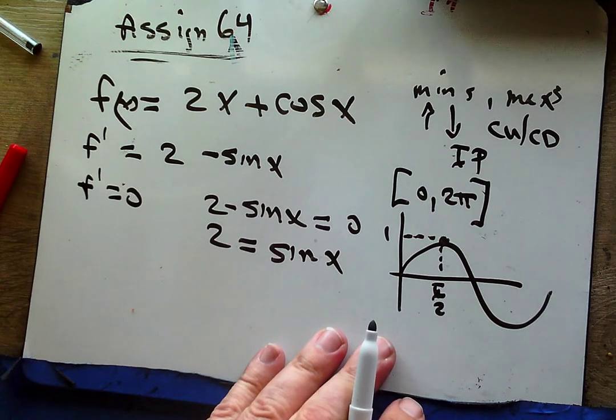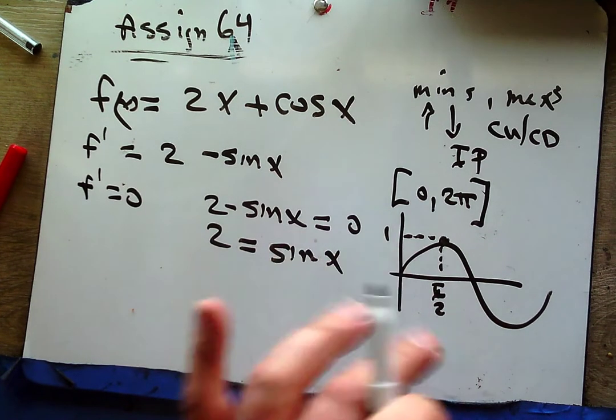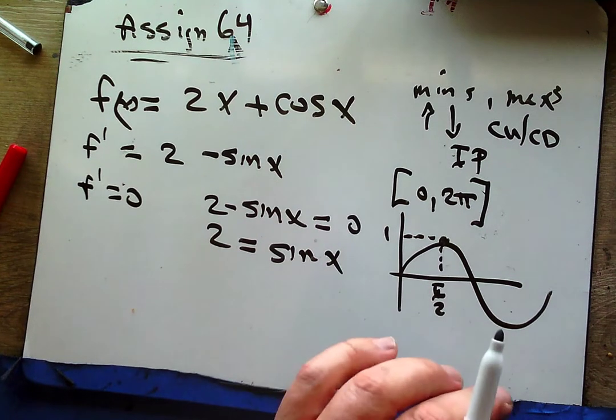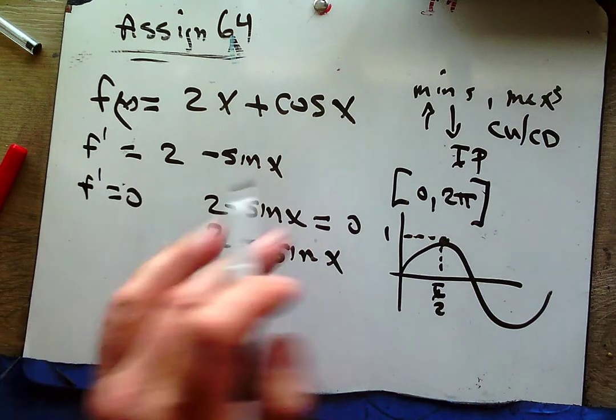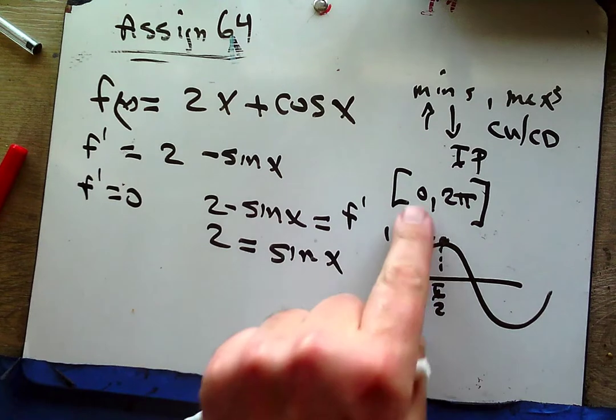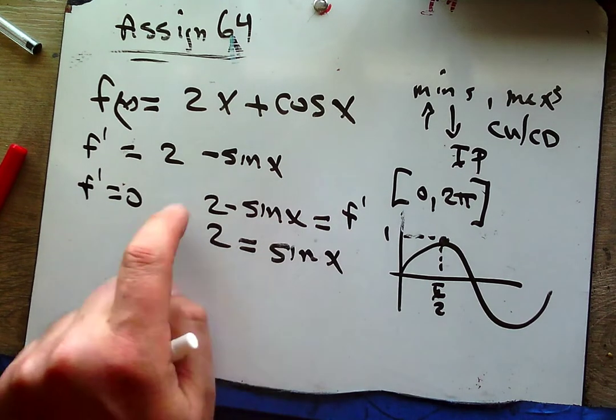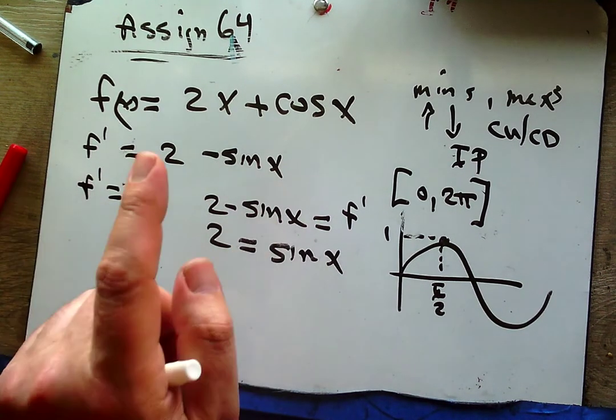Well, that's very interesting. What happens when I do plug something into f prime, like 0? So here's my f prime, and I plug in a 0. Sine of 0 is 0. 2 minus 0 is 2.